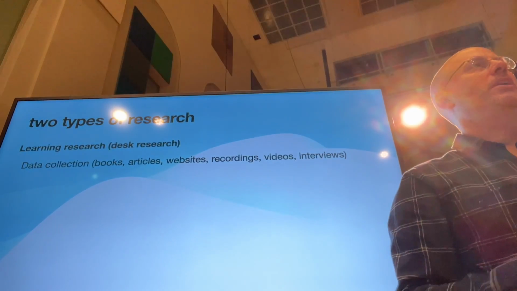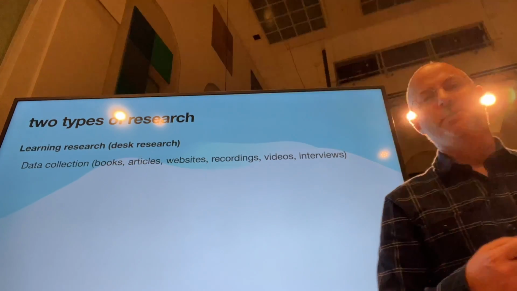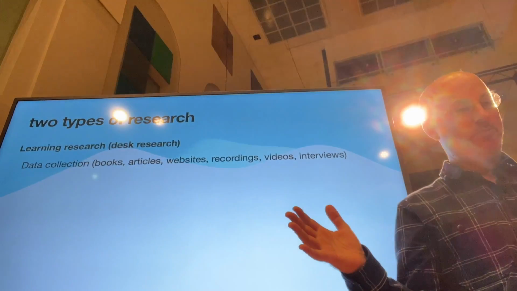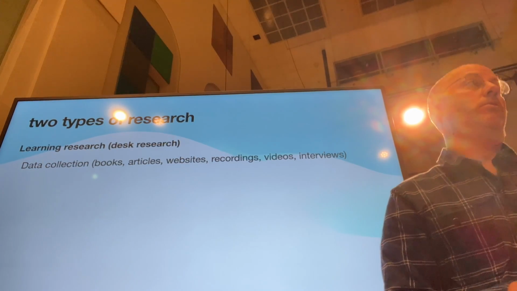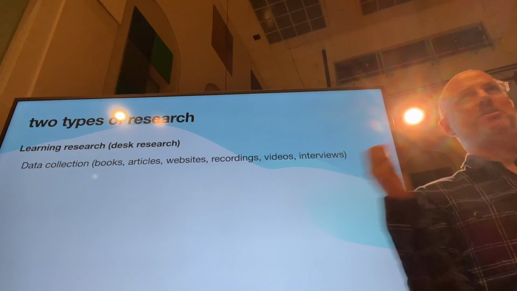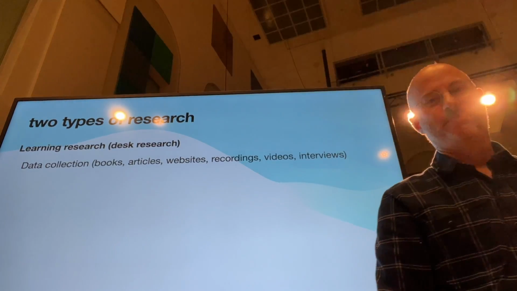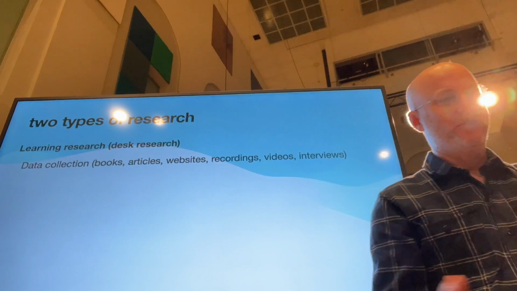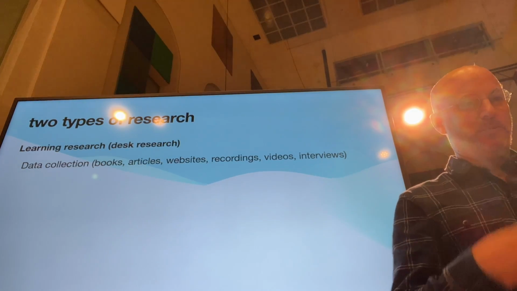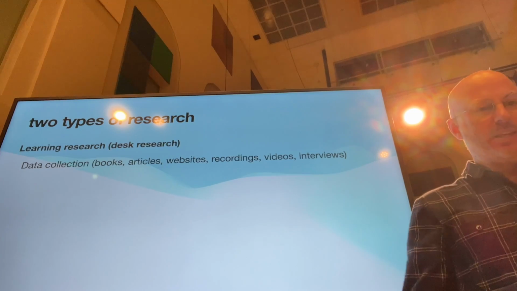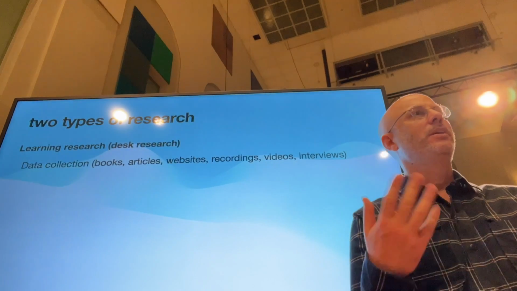Because sometimes we say, oh, you have to do research, but actually there are different definitions of research, and you will recognize them right away. Learning research is like, I'm going to go to the library and do some research. I'm going to look some things up. I'm going to learn it. I'm going to Google some things and learn. And we also call this desk research or data collection. So you're going to read books, articles, websites. You're going to watch recordings, videos, interviews. This is all learning.